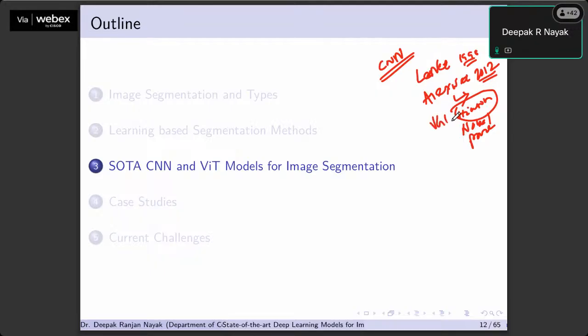Then you might have seen VGGNet, GoogleNet, InceptionNet, ResNet, DenseNet, MobileNet. MobileNet is also very important. EfficientNet. There are different types of architecture you will find. If you go through the literature, these are all the winners of the ILSVRC challenge. Particularly, ResNet and DenseNet are very, very popular. Even MobileNet is very popular because it is a lightweight architecture.